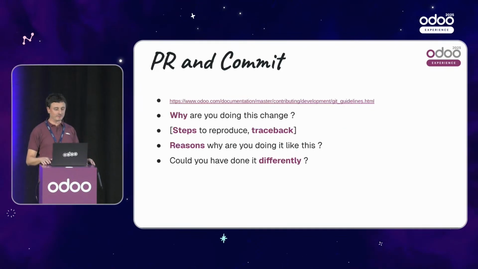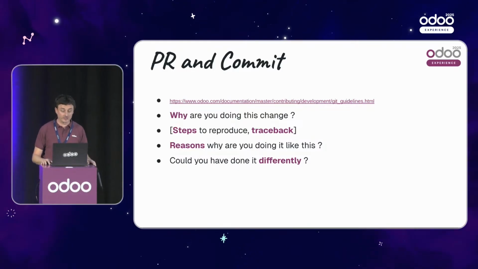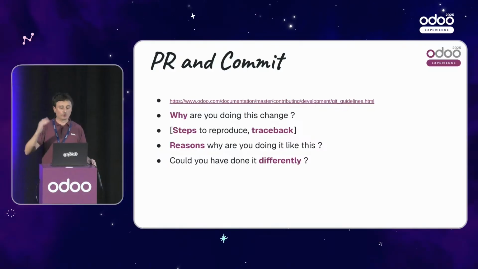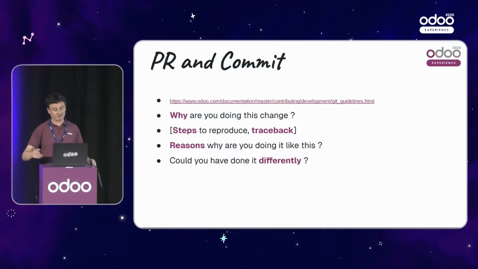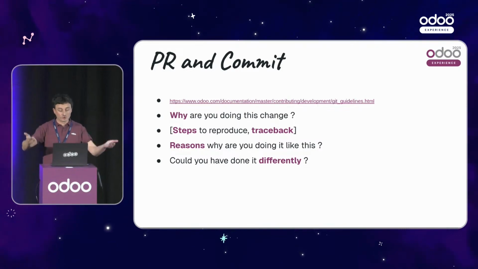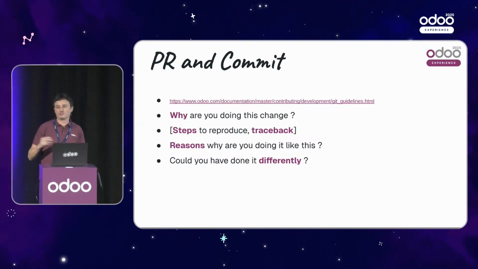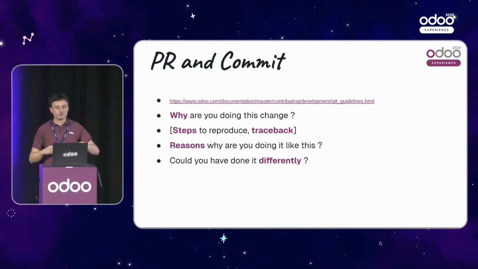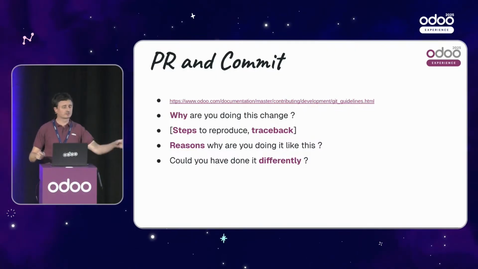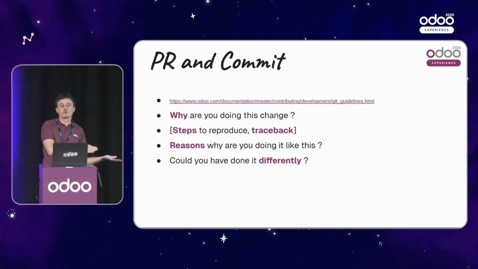Pull requests and commits. We have guidelines, so don't hesitate to read them. You need to explain why you are doing some change, the steps to reproduce, the traceback when you have one, and the reason you are doing it. Don't explain what you are doing. Don't say, I fixed styling, or I'm adding a new step in that method to make it faster. Just say, it was slow before.